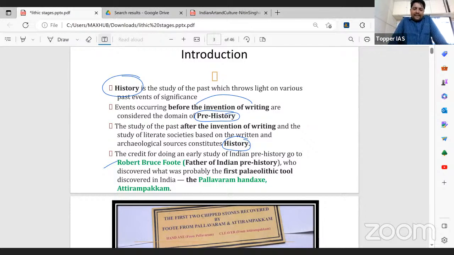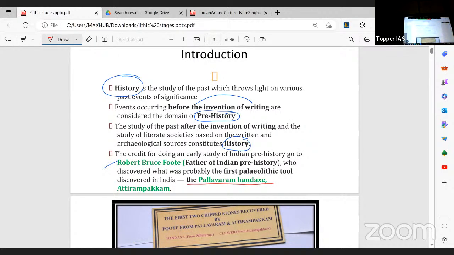And he discovered the first Paleolithic tool, Pallavaram. So the Pallavaram hand axe. It is a stone tool. The Pallavaram hand axe was the first prehistoric tool to be discovered in India.